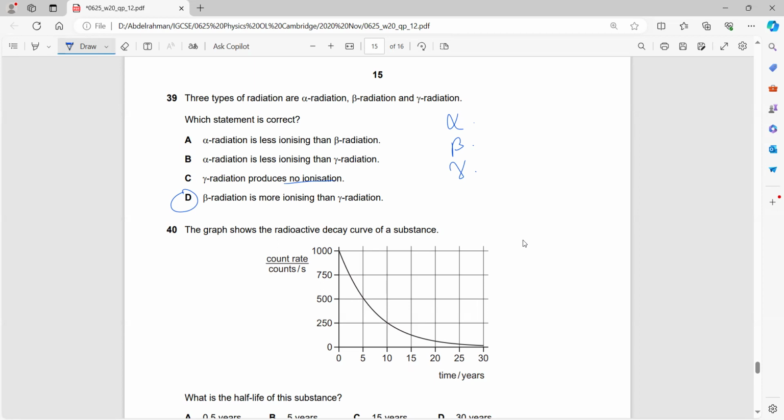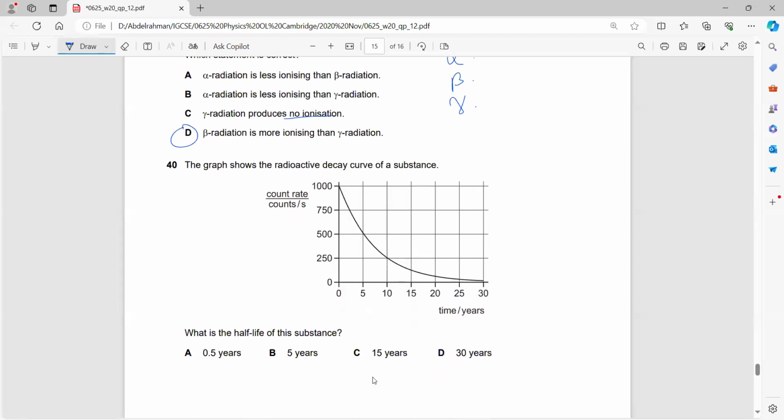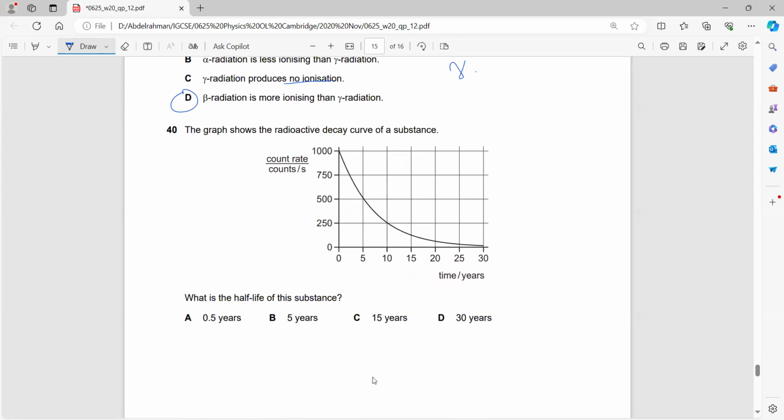Okay. Last question. The graph shows the radioactive decay curve of a substance. What is the half-life of the substance? Again, to find the half-life from a graph, we take the initial count rate and divide it by 2, which would be 500. We draw a horizontal line for 500 and then a vertical line. So the half-life would be 5 years. Yes. Okay.